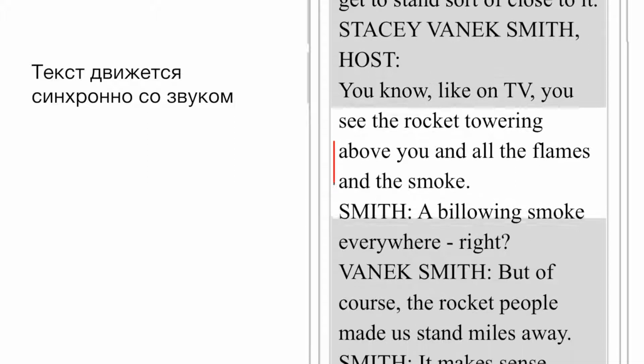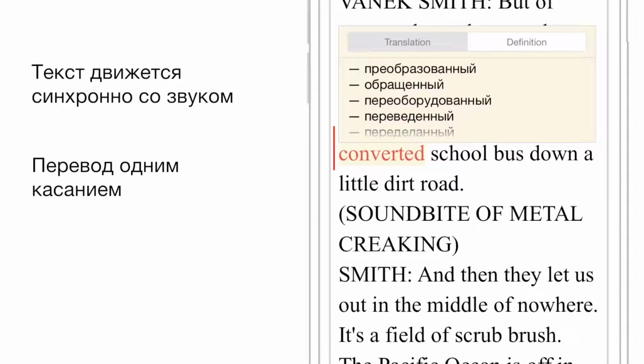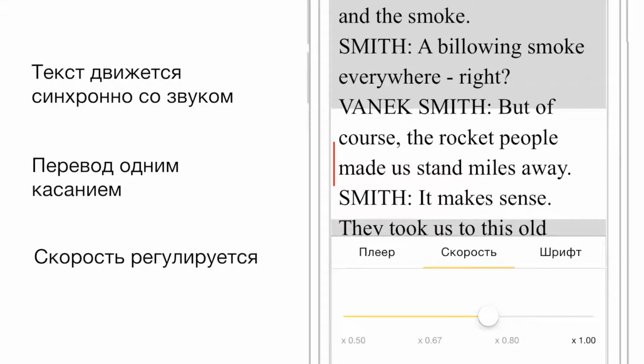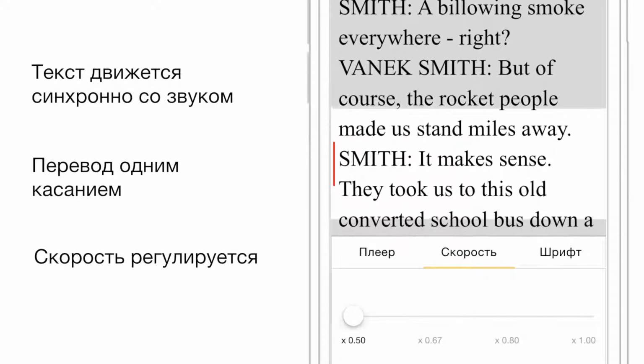Towering above you and all the flames and the smoke. Billowing smoke everywhere, right? Of course, the rocket people made us stand miles away.